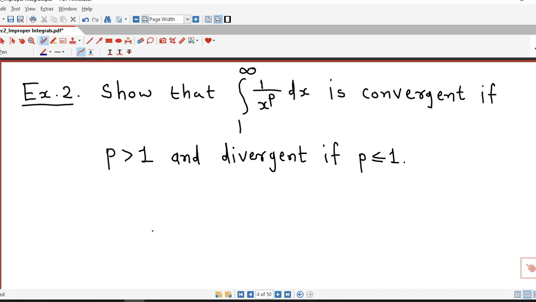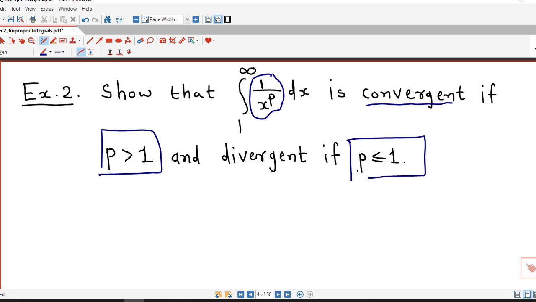We consider one more example. We are given the function 1 over x raised to p, where p is any real number. We have to prove that the integral from 1 to infinity is convergent if the value of p is bigger than 1, and it is divergent if p is less than or equal to 1. So we consider two cases. First we consider p equal to 1.